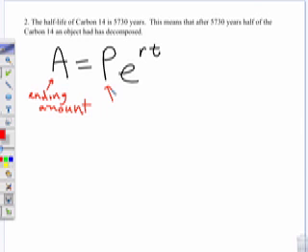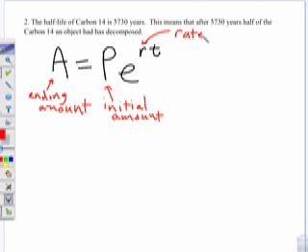I was saying the principle, in more general terms, stands for this starting amount, the initial amount. E comes from the continuous part that we looked at with that in the table. And R is the continuous rate of decay.